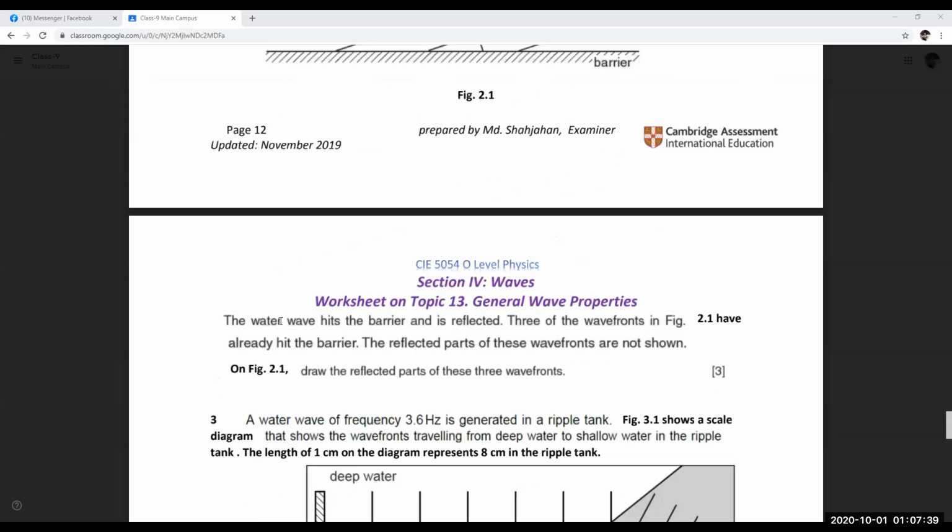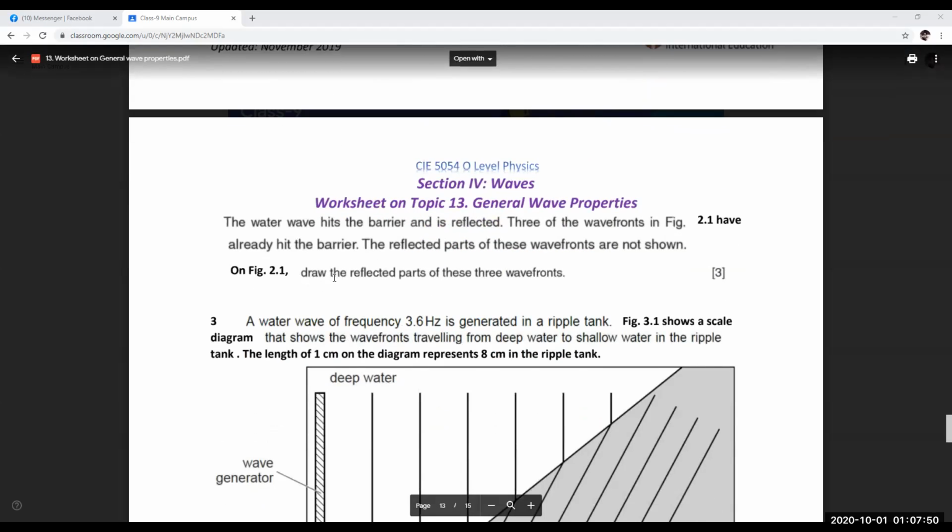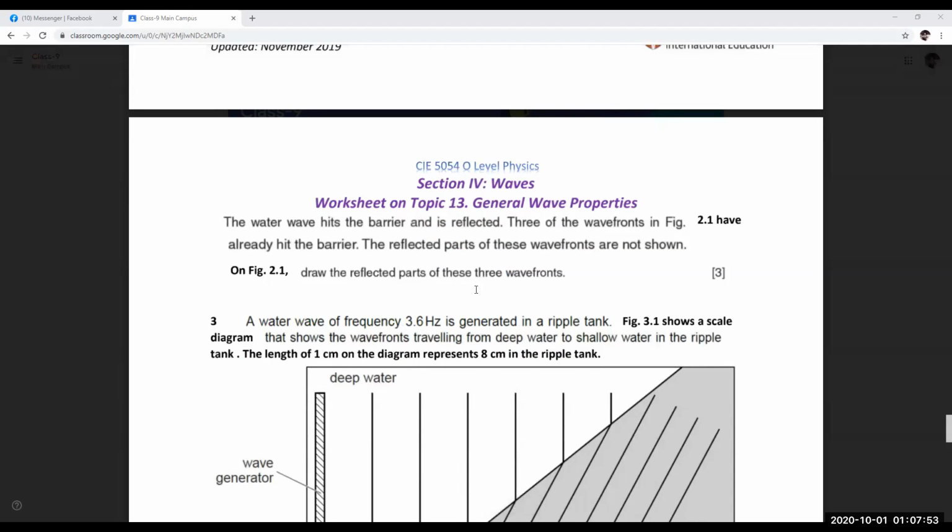Next. The water wave hits the barrier and is reflected. Three of the wavefronts in the figure have already hit the barrier. The reflected parts of these wavefronts are not shown. Draw the reflected parts of these three wavefronts.